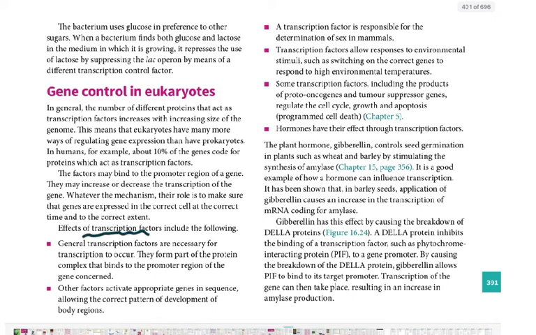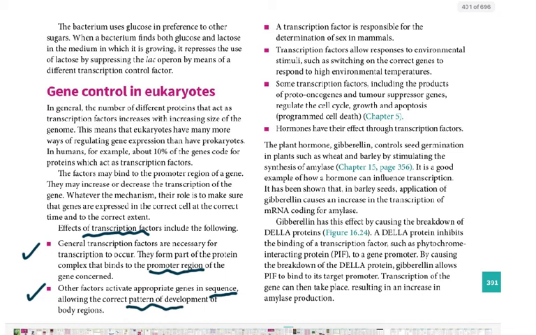The effects of transcription factors include the following. Number one, general transcription factors are necessary for transcription to occur. They form part of the protein complex that binds to the promoter region of the gene concerned. You know, the promoter is the area just before the actual gene where the RNA polymerase binds. Number two, other factors activate appropriate genes in sequence, allowing the correct pattern of development of the body regions.